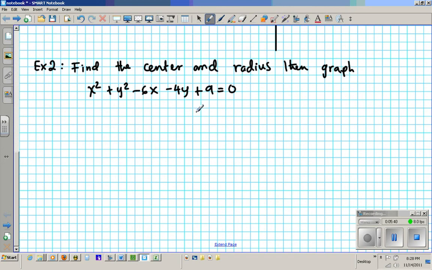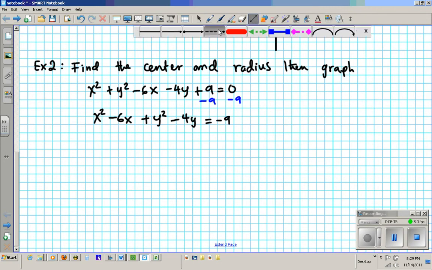So we need to put this in the standard form. This is the general form. We need to put it in a standard form so that we can find the center, radius, and then graph the resulting equation. So to do this, we're going to organize our x's and the y's. So put the x's together, x squared minus 6x plus y squared minus 4y. This 9 has neither an x nor a y, so we toss it to the other side. Subtract 9 from both sides. Equals negative 9.